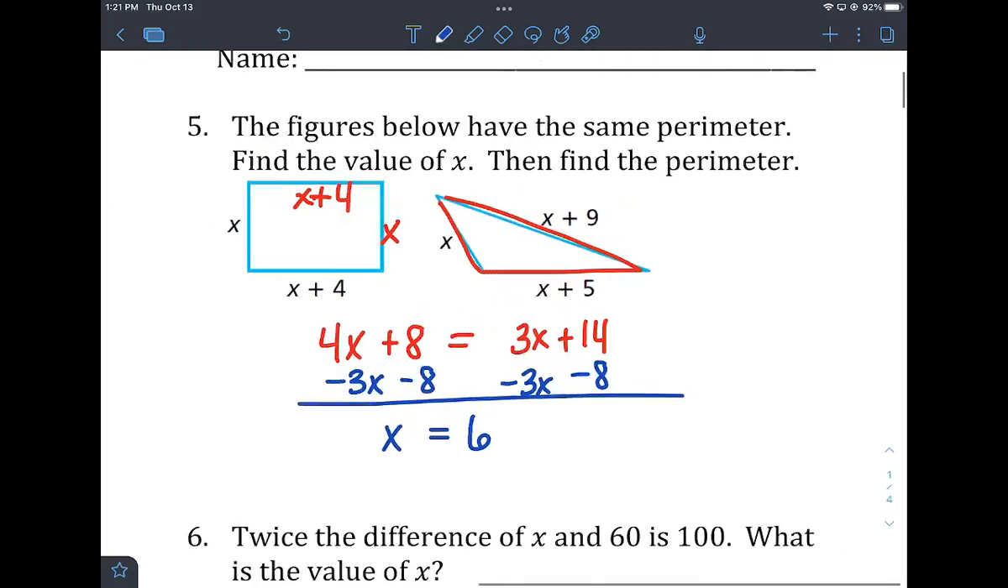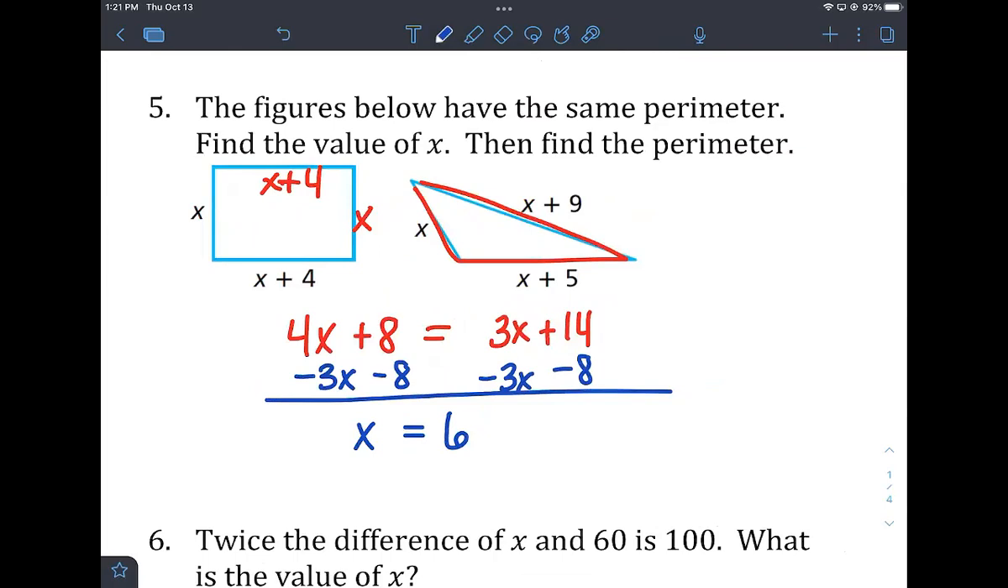X equals 6. Now, it also wants us to find the perimeter. Doesn't matter which shape you plug it into because they're both the same. Use either expression. If you plug in 6 for that x, what's 3 times 6? 18 plus 14. 32. Check your answer, plug it in right there. What's 4 times 6? 24 plus 8, also 32. So we know it's right. And since we don't have specific units, let's go ahead and put units, or you can abbreviate it with a U.